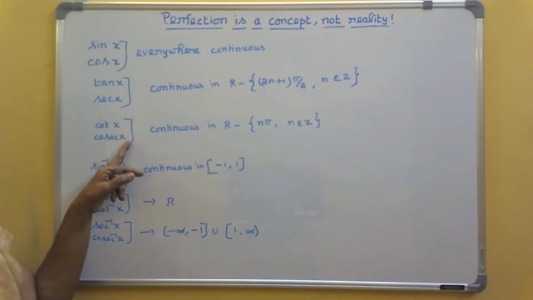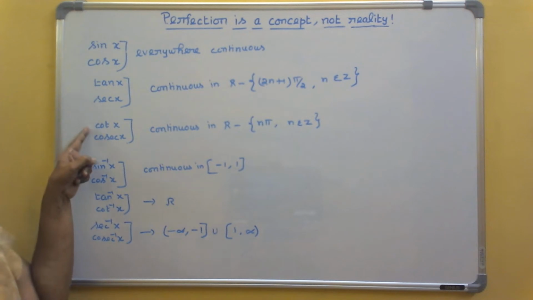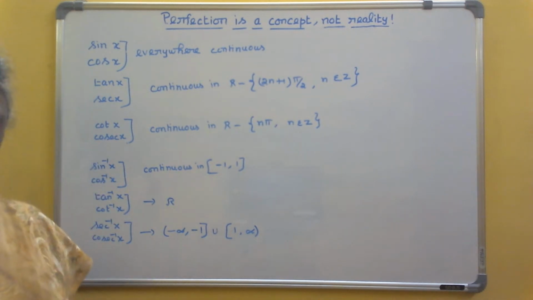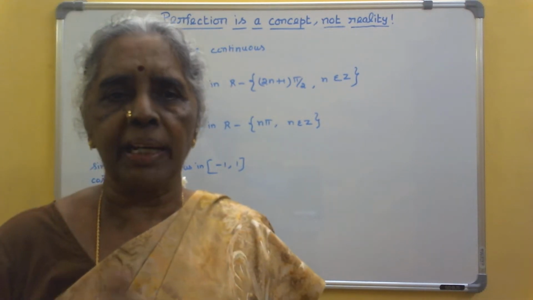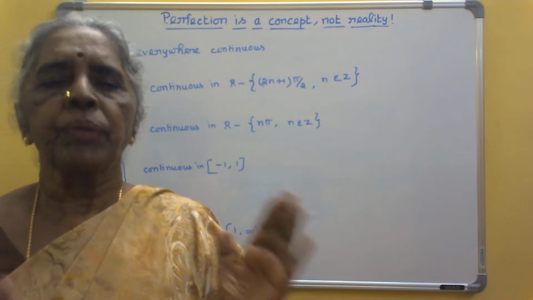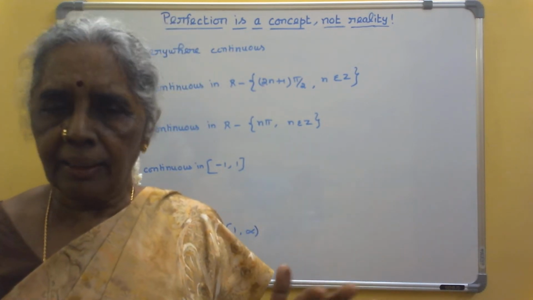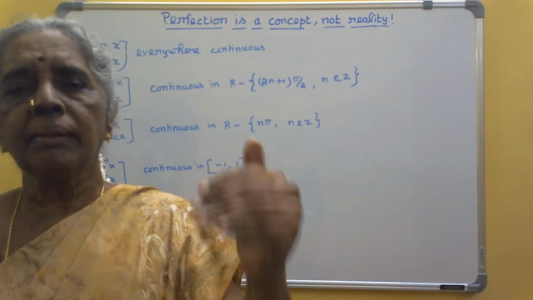Then coming to cot x and cosecant x, you know cot x is cos x by sin x and cosecant x is 1 by sin x. So sin x is in the denominator. Sin x becomes 0 for all multiples of pi, isn't it? 0, pi, 2 pi, 3 pi, etc.